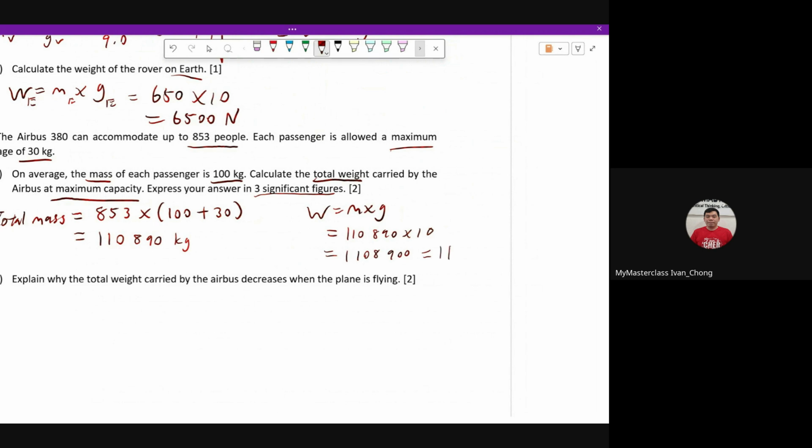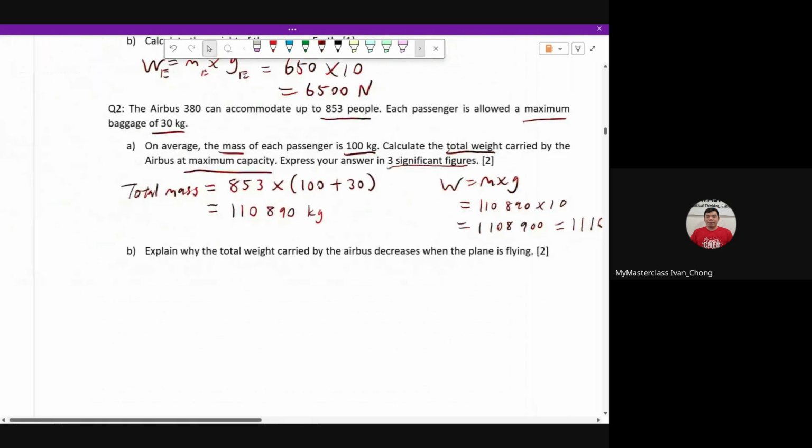So 1, 1, 1, 0, 1, 2, 3. And this is in newtons, bracket 3SF. If you can, try to leave a space so that you can count it easier. So basically, this is 1,110,000 newtons.